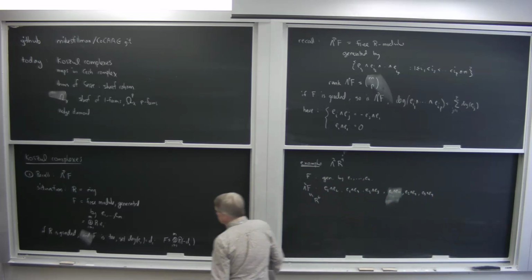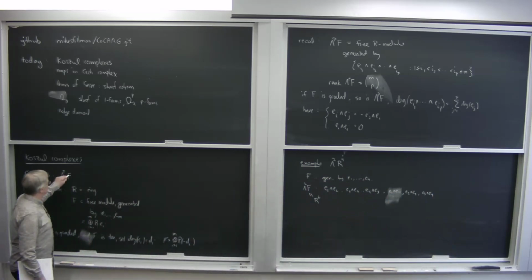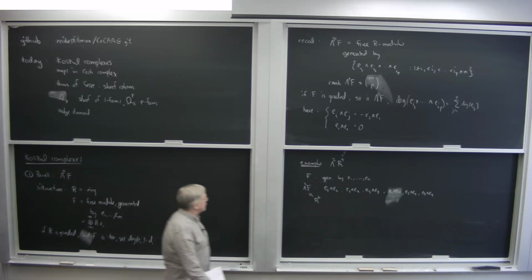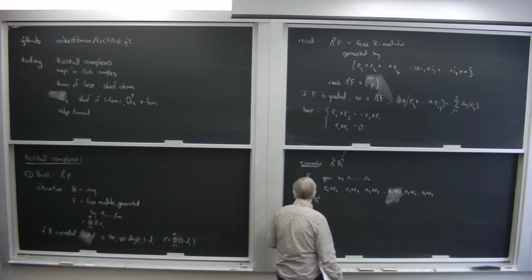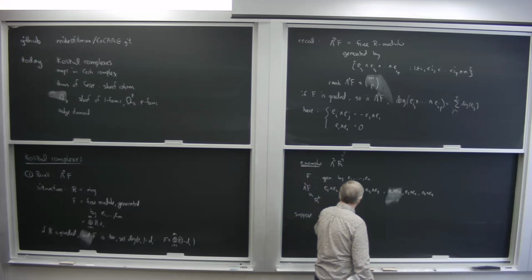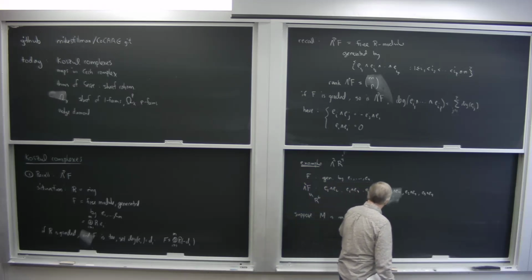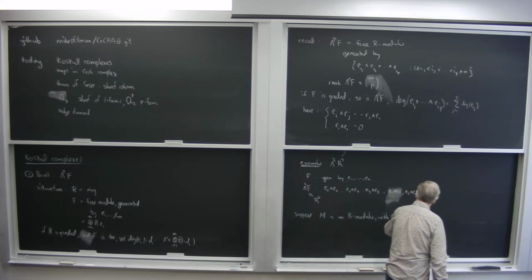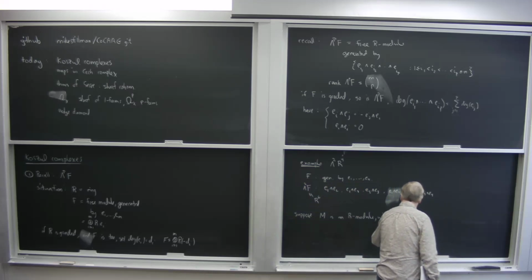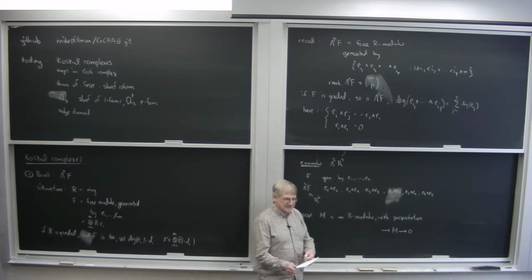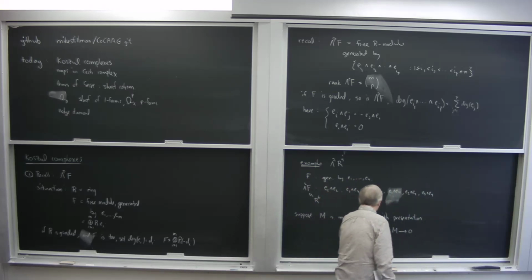So you could do this for an arbitrary module as well. But then you have to really go back and think about the definition of it. So for the moment, before we do the Koszul complex, let's just do this here. So suppose that M is an R-module with presentation. I'm going to do it on this side today, just to keep you on your toes, and in part because it matches the other thing.